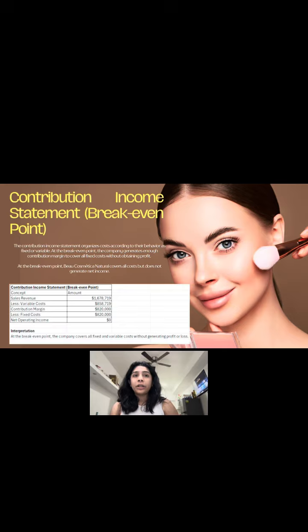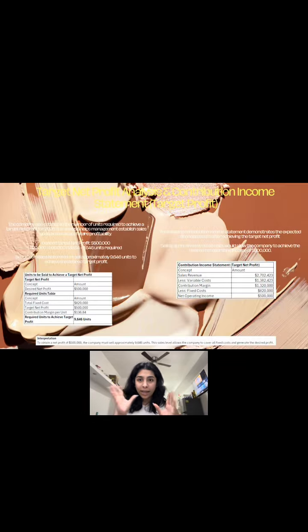We also prepared a contribution income statement at the break-even point. The statement shows how, at the break-even level, the company is able to cover all fixed and variable costs, but it does not yet generate profit. Finally, we analyzed the target net profit. The company wants to achieve a net profit of 500,000 pesos, and based on our calculations, it would need to sell approximately 9,646 units to reach that goal. This demonstrates that the company has strong growth potential and that its financial projections are realistic and achievable through proper marketing strategies and sales growth. Overall, this financial analysis helped us understand the profitability, financial risk, and future potential.